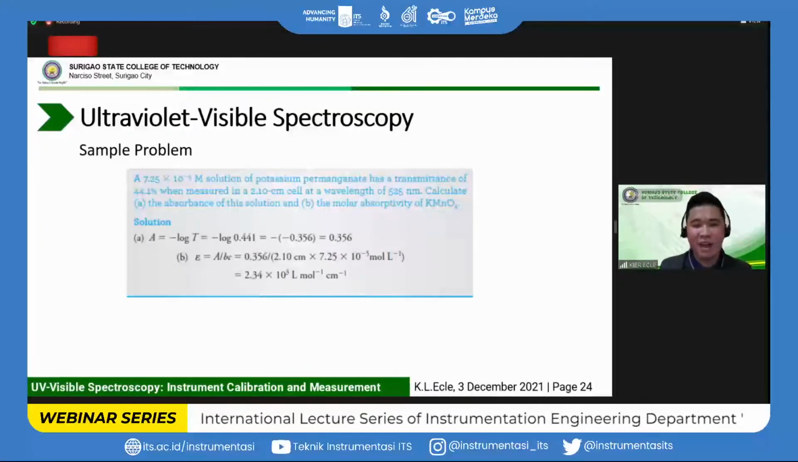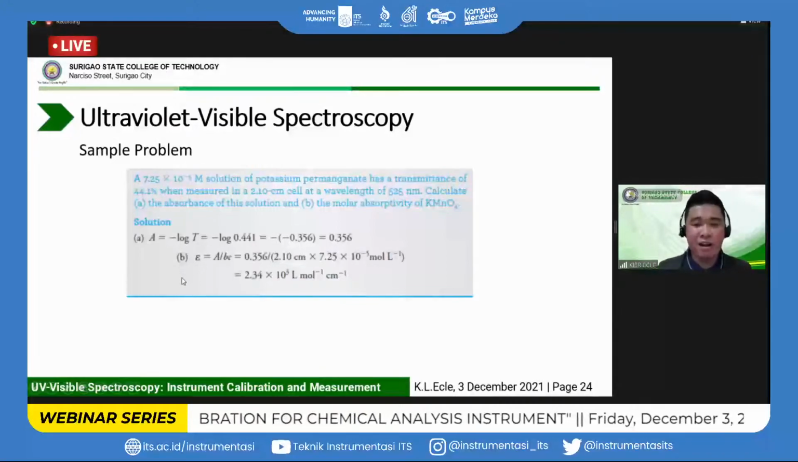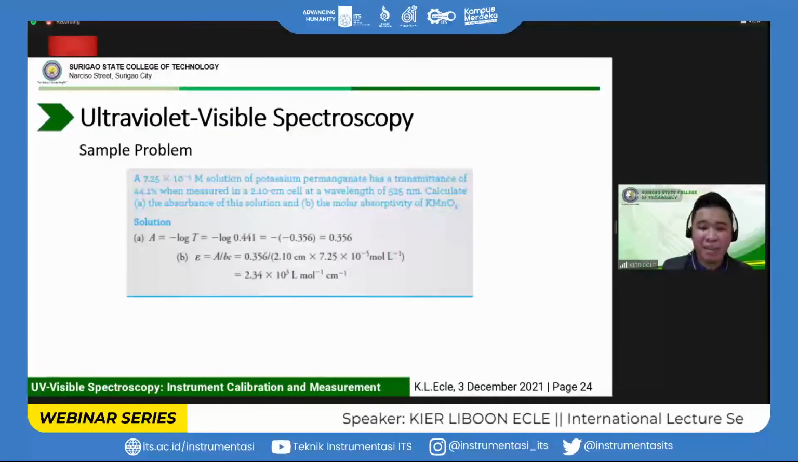Okay, so the negative log of transmittance is 0.356. So this is now your absorbance. And for your molar absorptivity, using the formula, A is equal to epsilon times b times c. So our absorbance is equal to molar absorptivity times your path length times the concentration.